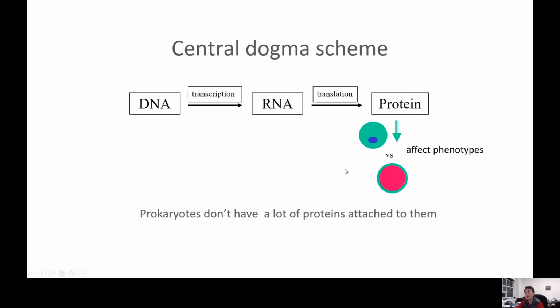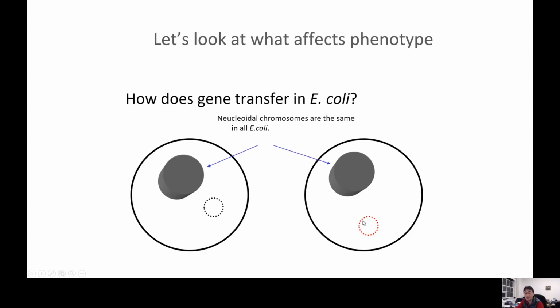So keep that in mind. The E. coli, or in this case, prokaryotes in general, don't carry a whole lot of proteins because they are pretty simple organisms and they don't really express things that are not necessary. So compared to eukaryotes, they're pretty simple, so keep that in mind. But anyways, going back, what makes E. coli and E. coli different? Let's see.